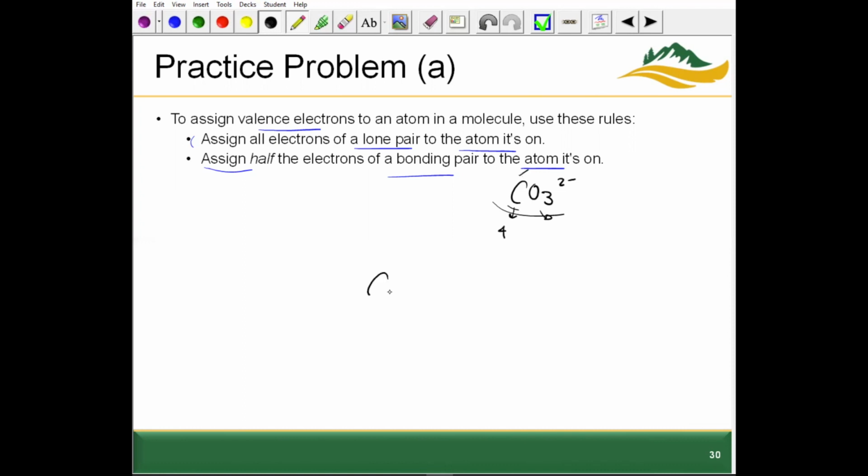So in setting this up, we could draw something like this. Then the number of valence electrons, 4 for carbon, 6 for oxygen. There are 3 of them.